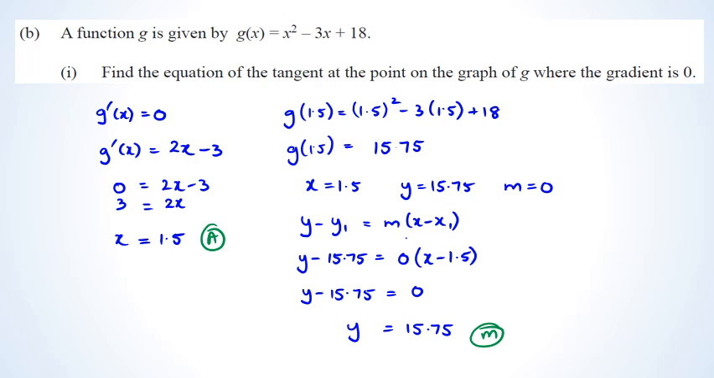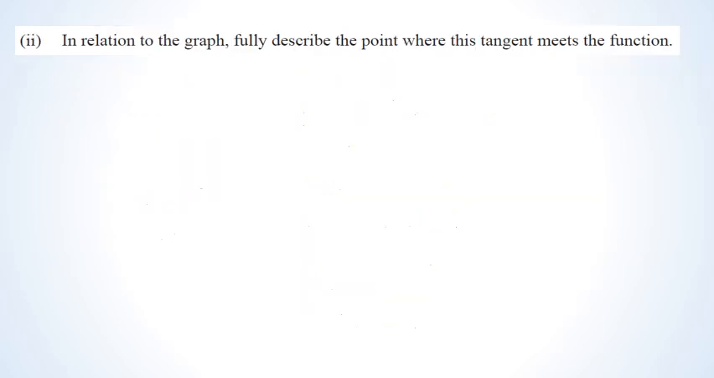Okay, let's go to the next part of this question. It says, in relation to the graph, fully describe the point where this tangent meets the function. The point that we're working with is 1.5 and 15.75. The graph that we were looking at is an x squared graph, so it's a parabola. What we know about a parabola is that at one point, the gradient is going to equal 0. That point is usually the vertex.